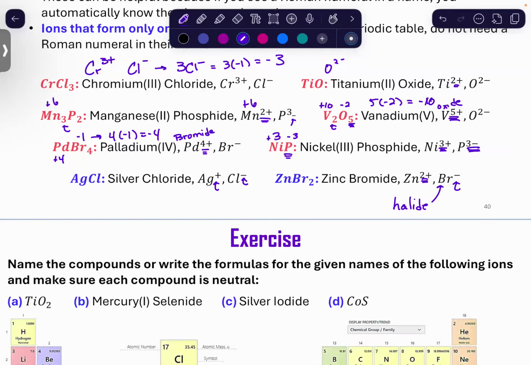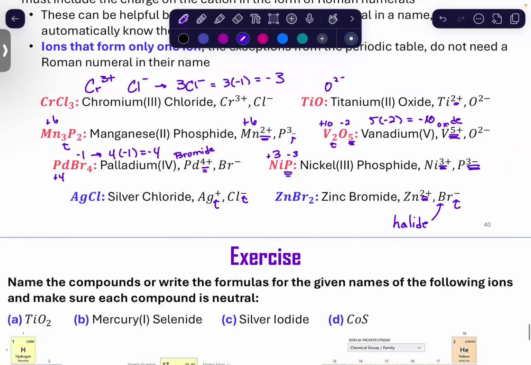And so we know that the halides are all -1. So I have the 2 bromides with the 1 zinc, but notice the name is just zinc bromide. There's no Roman numeral because zinc is a common charge ion, except it's a transition metal. It's an exception to this trend. So again, this will take some time to work through.